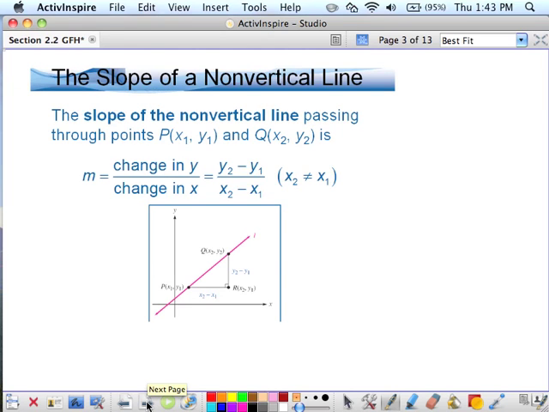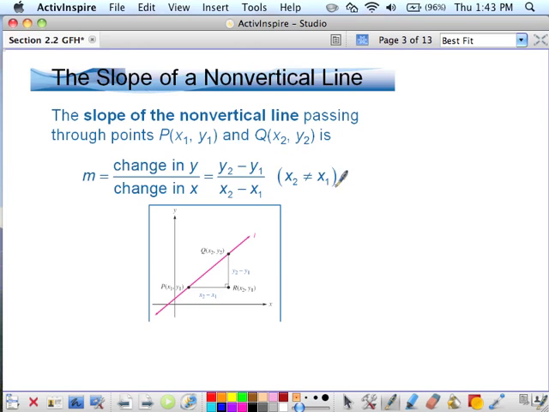Let's talk about a formula that will help us find the slope of a non-vertical line passing through 2 points, point x1, y1 and point x2, y2. The symbol we use for slope is little m, and that's pretty standard throughout all of mathematics. Little m stands for the change in y divided by the change in x, or the second y value minus the first y value divided by the second x value minus the first x value of your two ordered pairs.